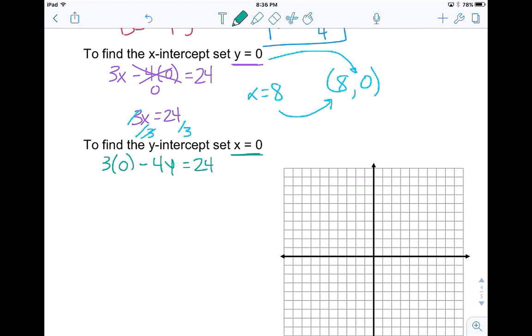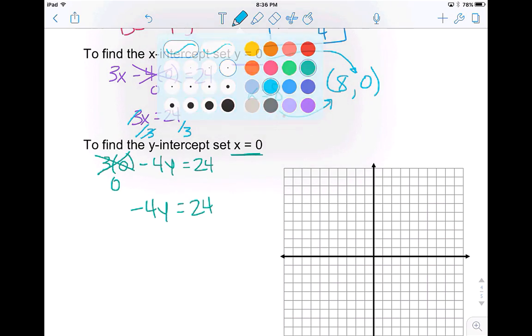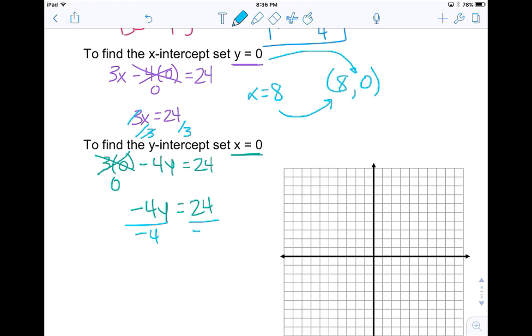Similar to our x-intercept, 0 times anything is going to be 0. And 0 plus or minus anything is going to be whatever you're adding or subtracting. So that leaves us with negative 4y equals 24. And then our last step, divide by negative 4. That's going to leave us with y equals negative 6. So if we write that as a coordinate point, it's going to be (0, negative 6), where that negative 6 comes from what we just solved for. The 0 comes from the 0 we plugged in for x.